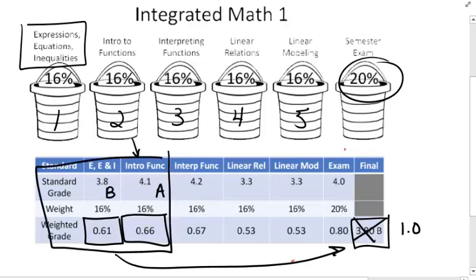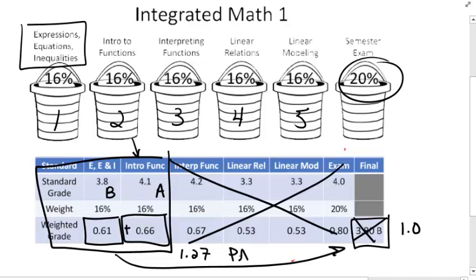If this student had decided after the second category of Introduction to Functions that he didn't want to do any more work, the rest of the semester doesn't matter, because if you add 0.61 and 0.66, you get 1.27. That is a passing grade.